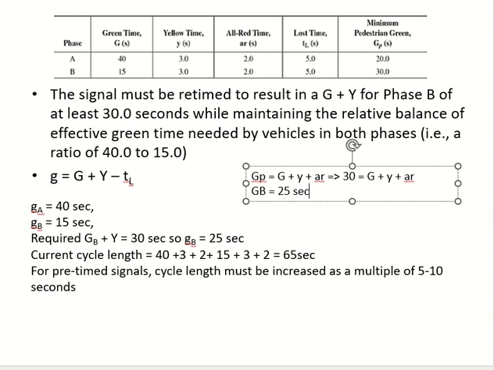Now we cannot do this, because the green time of A was calculated for its traffic. If you're increasing the green time of B, it doesn't mean the traffic of A will come into B. It's a different site, right? So you cannot just take time from one phase and add it in the other.